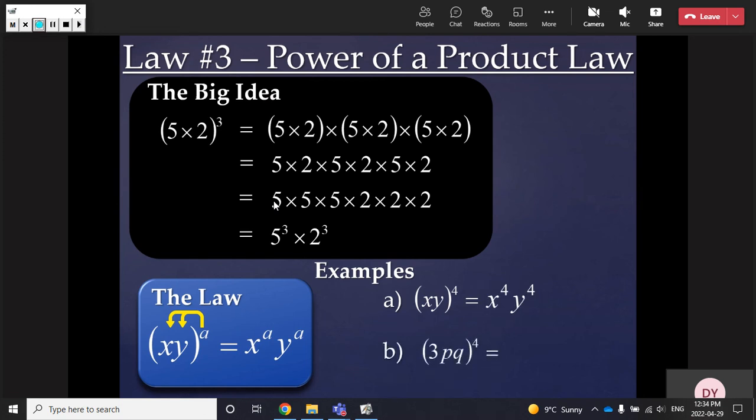Now, how about B? We got not two things in the bracket, but three things in the bracket, and they're all multiplying by one another. So how might this simplify? Yeah, Jonah. So maybe we'll keep the same order. Every single base in here is going to receive that exponent. So we'll get 3 to the 4, times p to the 4, times q to the 4. Now, can we simplify 3 to the exponent 4 one more step further? What is 3 to the exponent 4?